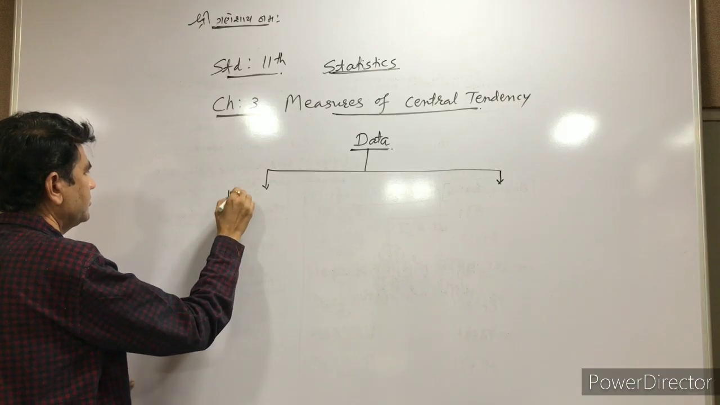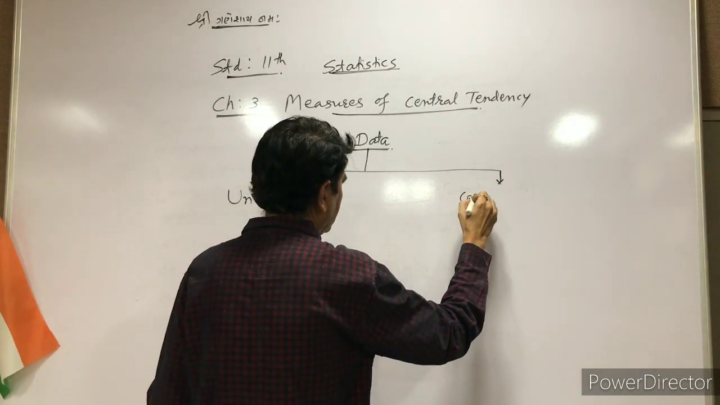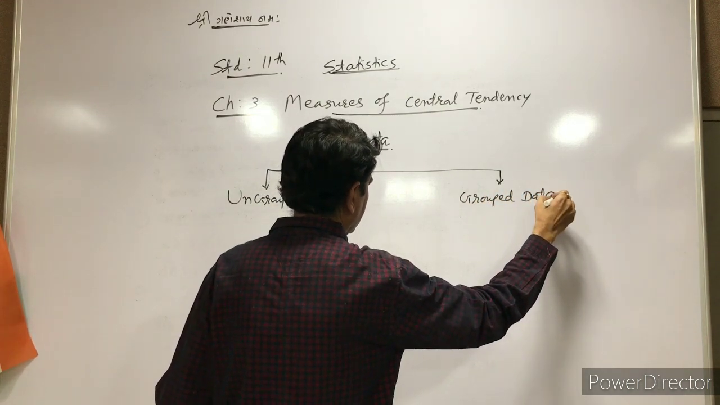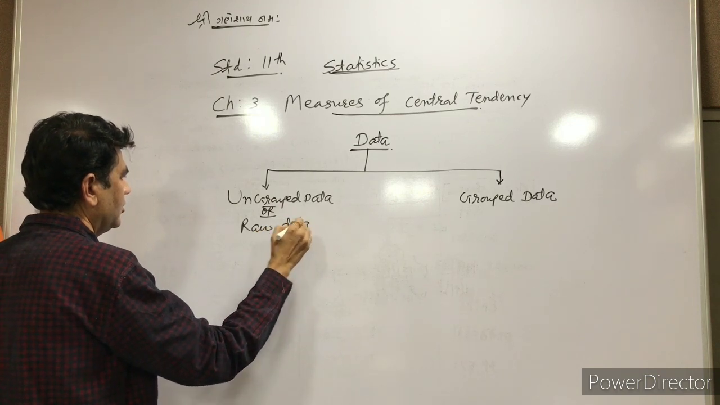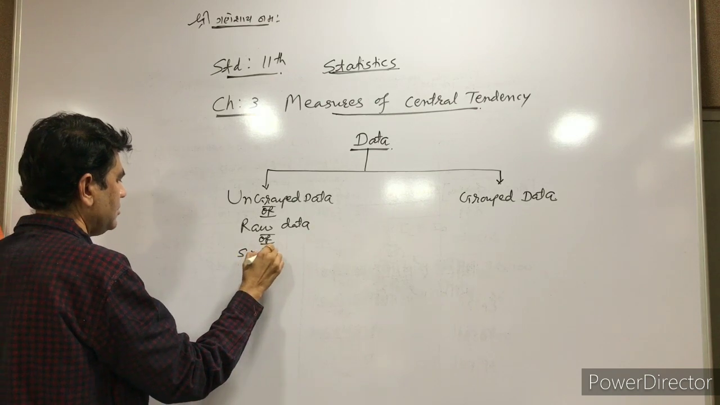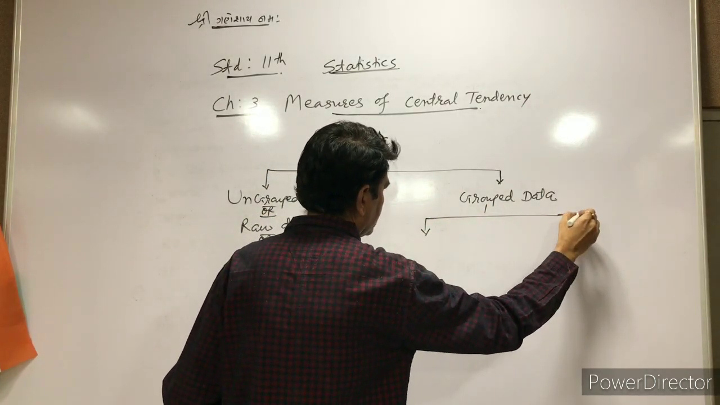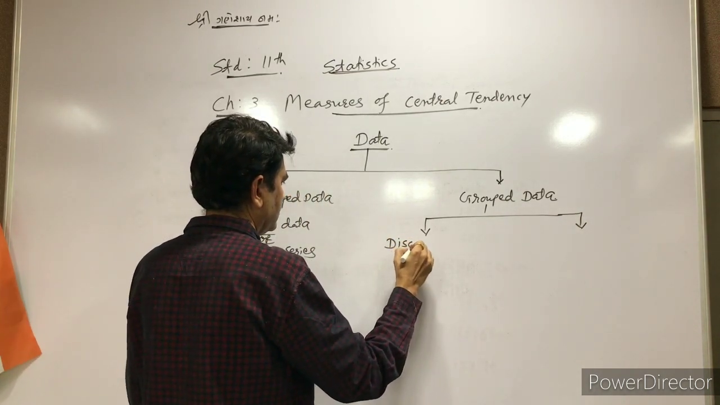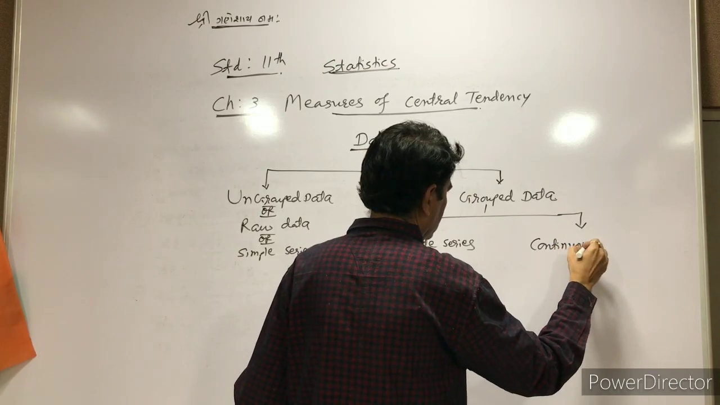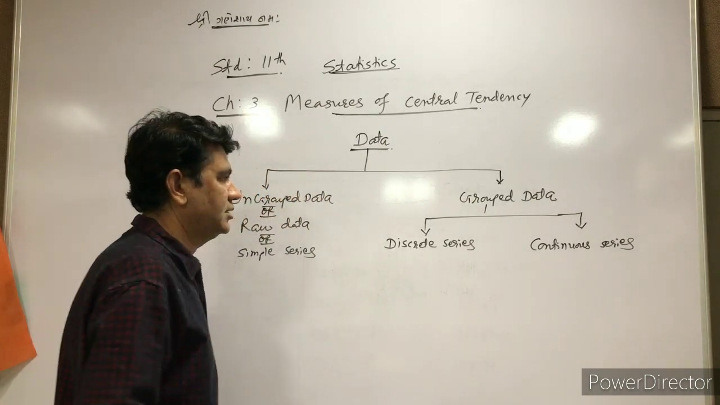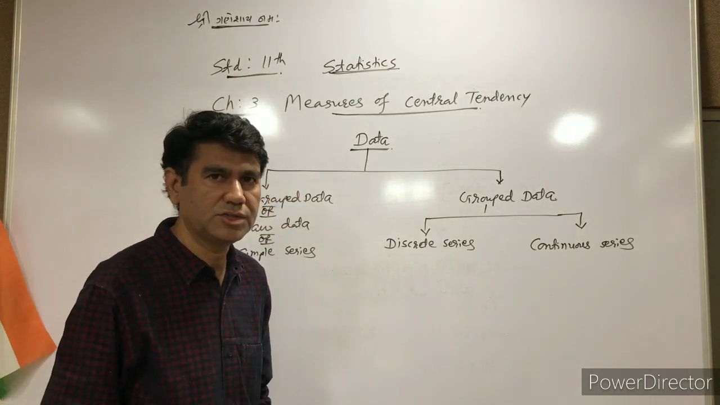Mainly two types of data: ungrouped data and group data. Ungrouped data, or it's called raw data, or it's also called simple series. And there are two parts in group data: discrete series and continuous series. So mainly there are three types of series: simple series, discrete series and continuous series.